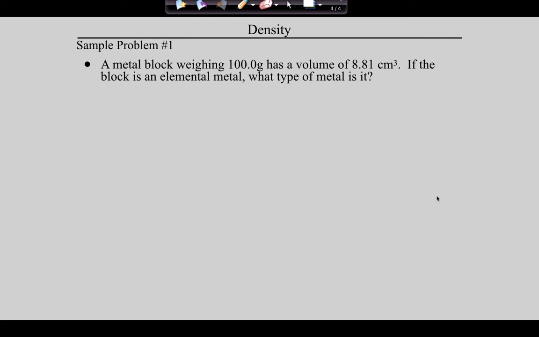So guys, again it says this. A metal block weighing 100 grams has a volume of 8.81 centimeters cubed. So 8.8 of those little cubes. The question is, what is it? What is the metal?